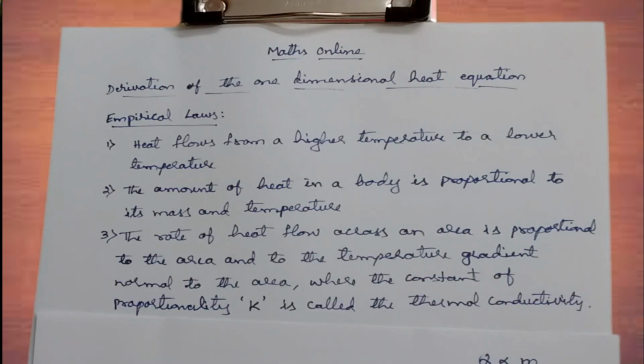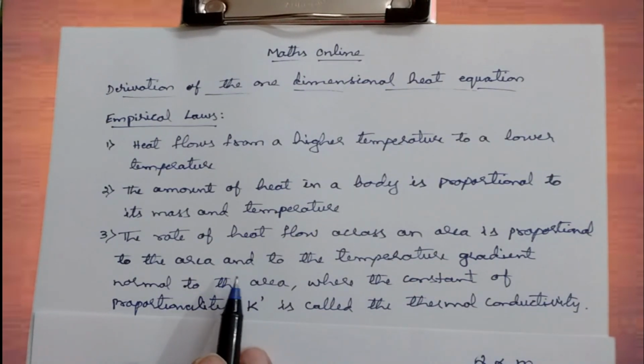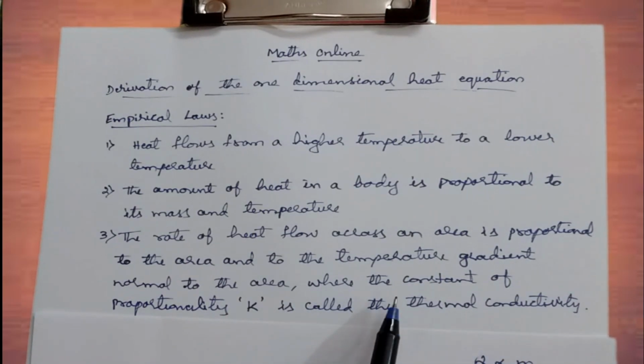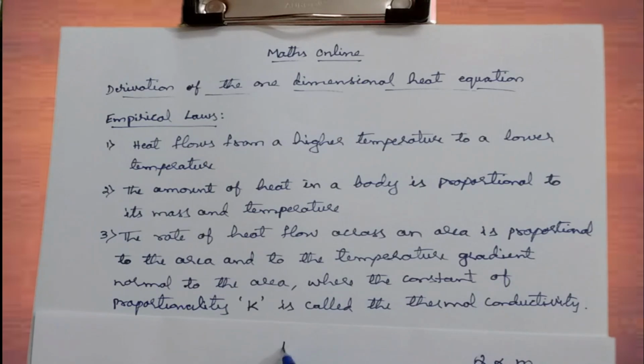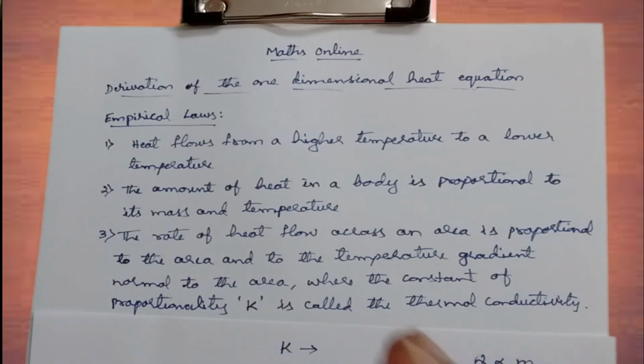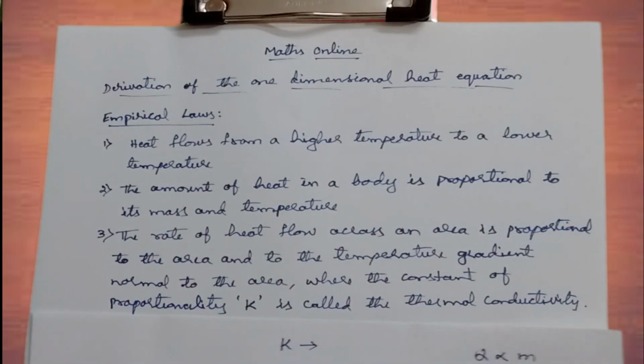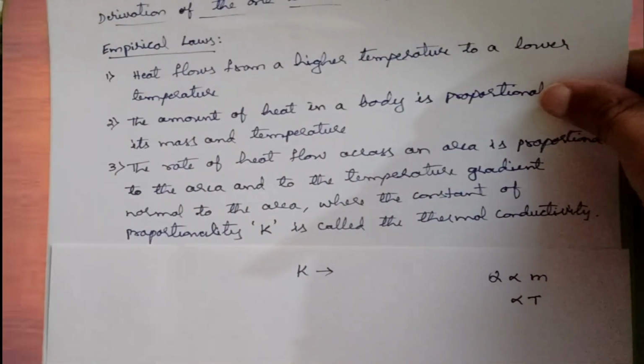law, the rate of heat flow across an area is proportional to the area and to the temperature gradient normal to the area, where the constant of proportionality K is called the thermal conductivity. Here the thermal conductivity K is defined as the ability of a substance to conduct the heat. Now we'll try to study in detail about this third law with the help of this figure.